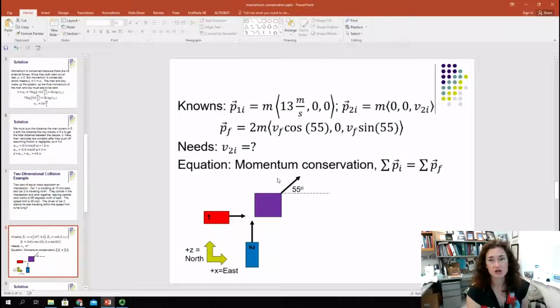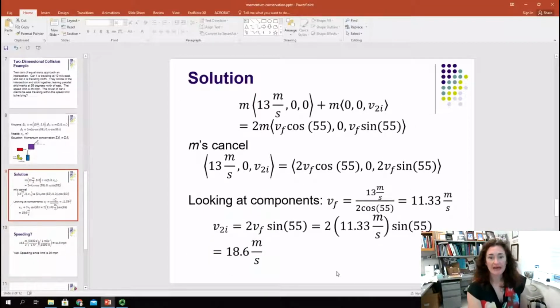Well, I'm going to use the only equation that I know to use here, which is momentum conservation. The form of the equation that I've chosen to express it is the sum of the initial momenta is equal to the sum of the final momenta. Vector addition. So that's what I'm going to do. Sum of P initial equals sum of P final.